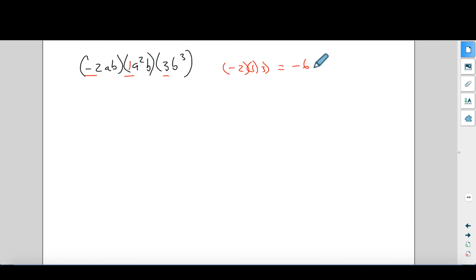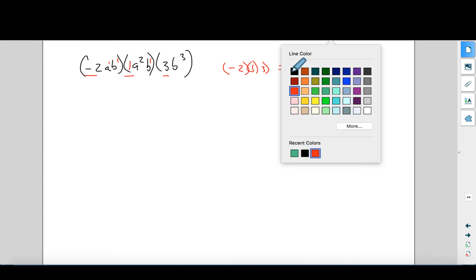Now let's count up how many variables we have. We have an a and we have a b. How many a's do we have? Well, there's 1, there's 2, that's 3. To the 3rd. B, 1, 2, and then 3. That would be to the 5th. So there's my answer, -6a cubed b to the 5th. So again, you can make them complicated, or we can really make them simple if we do these the right way.